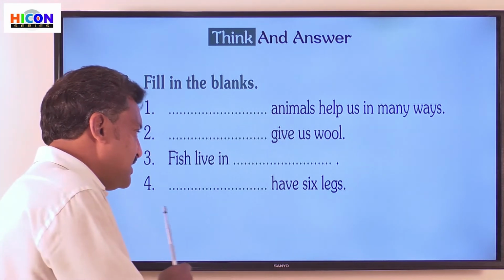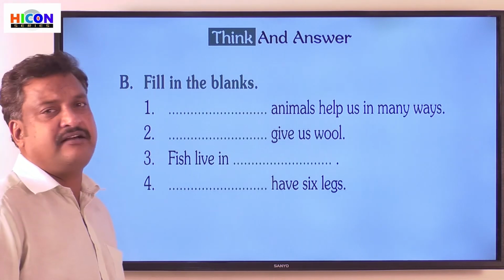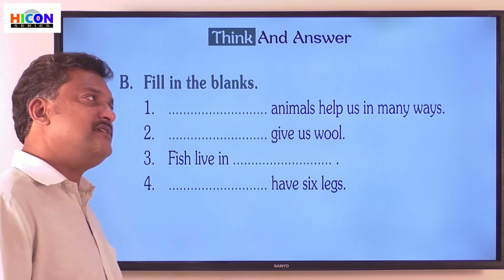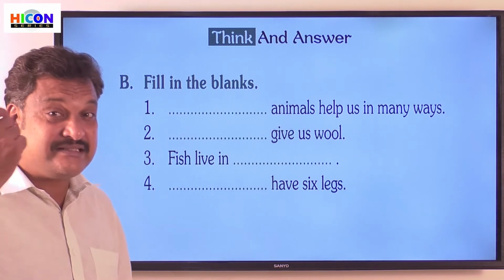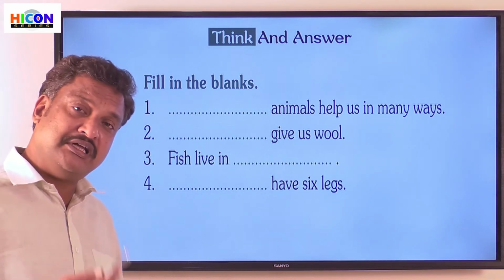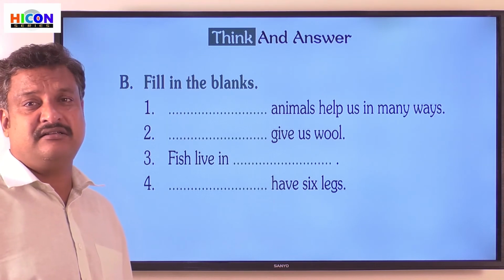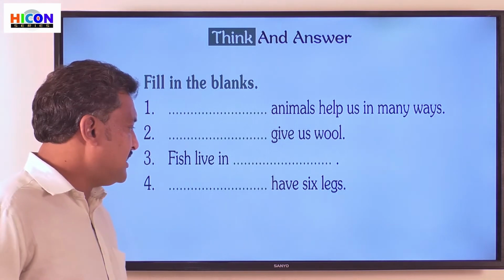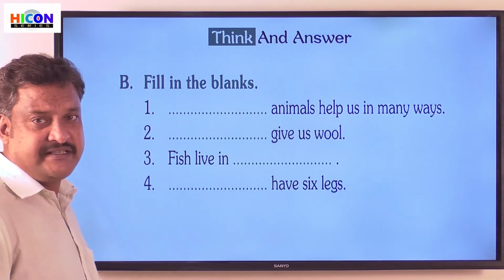Fourth one, dash have 6 legs. Animals have 4 legs. Birds have 2 legs. Fish don't have any legs. But there are some small animals that we call insects which have a minimum of 6 legs. There are others which have more than 6 legs, like a spider has 8 legs or a centipede has around 100 legs. So who has 6 legs? Insects have 6 legs.